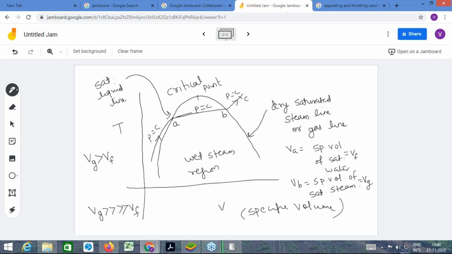VF. So I want you to tell me the value of VF from the steam table at 1 atmospheric pressure, 1.013 bar. And I want you to tell me the value of VG at 1.013 bar. So please write that value in the questions column. From the steam tables, tell me this value.